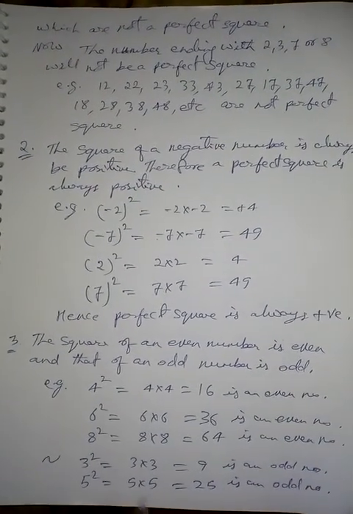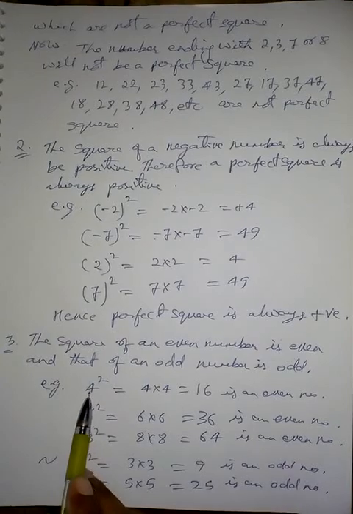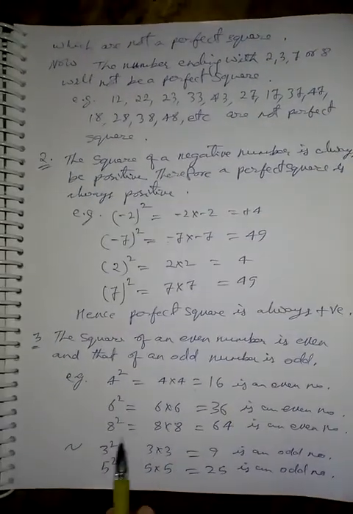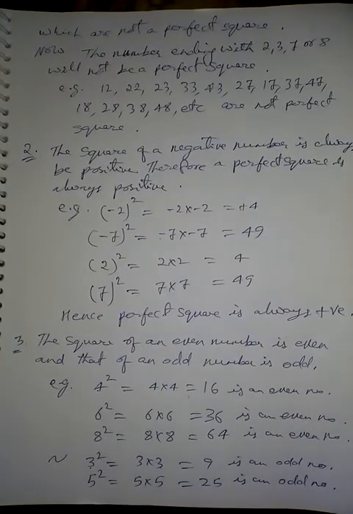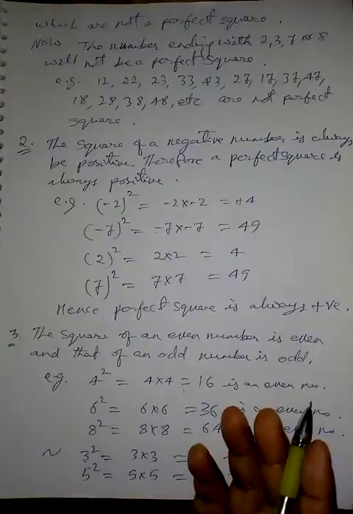So by this we come to know that the square of an even number is also even, and the square of an odd number is also an odd number. This is the third property. Next property I am going to do in the next page.